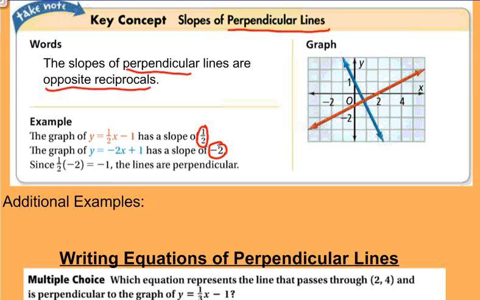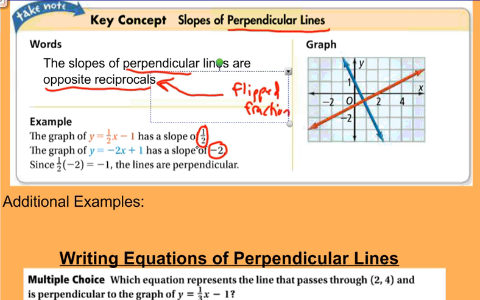But they're also opposite signs. So one is a positive, one is a negative. And they're reciprocals, meaning if you don't remember what reciprocals are, the fraction is flipped. So this would be 1 over 2. The negative 2 would be negative 2 over 1. All right, so that's why they're perpendicular lines.